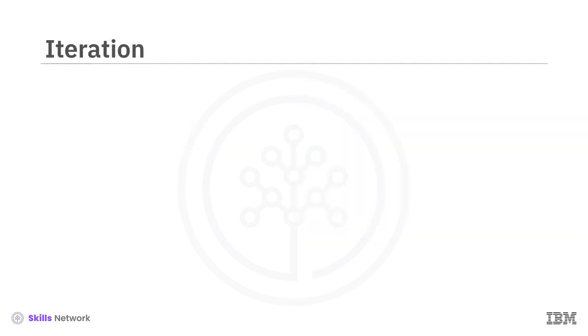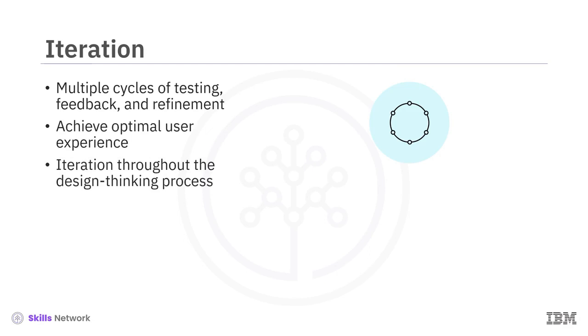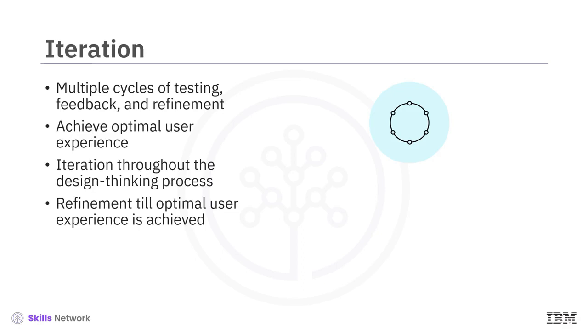The last step in the process is iteration. It involves multiple cycles of testing, feedback, and refinement. Designers continuously refine and improve the UI and UX based on user insights until they achieve an optimal user experience. By incorporating iteration throughout the design thinking process, designers can refine and enhance their solutions, ensuring they are effective, user-centered, and aligned with the desired goals and outcomes. For example, evaluating the browsing history of the user to identify the issue and fix it.